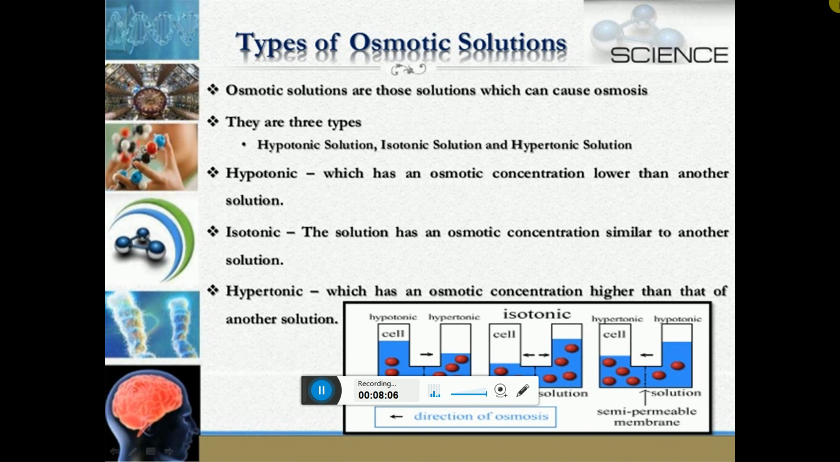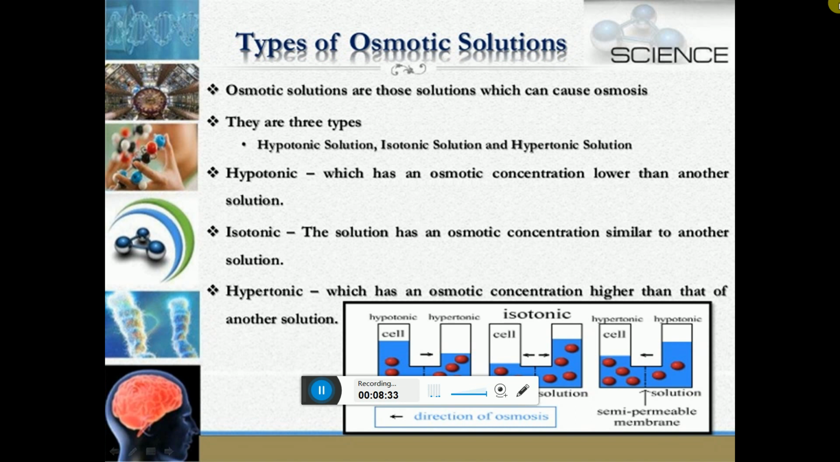If the medium surrounding the cell has a higher water concentration than the cell, meaning that the outside solution is very dilute, the cell will gain water by osmosis. Such a solution is known as a hypotonic solution. Water molecules are free to pass across the cell membrane in both directions, but more water will come into the cell than will leave.